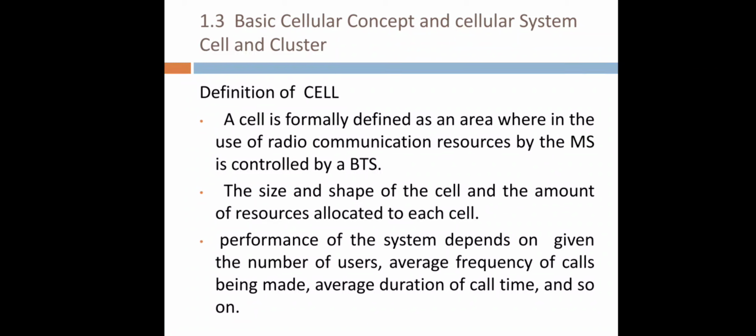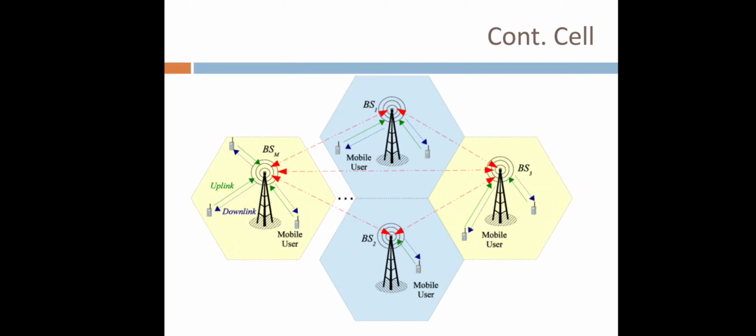A cell is formally defined as the area where the use of radio communication resources by the MS, the mobile station, is controlled by the BTS. The size and shape of the cell and the amount of resources allocated to each cell depend on the given number of users, average frequency of calls being made, average duration of the call time, and so on. As shown in the figure, the hexagon shape is called the cell, and each cell has its own base station. The instruments are connected with the base station using the uplink and downlink.